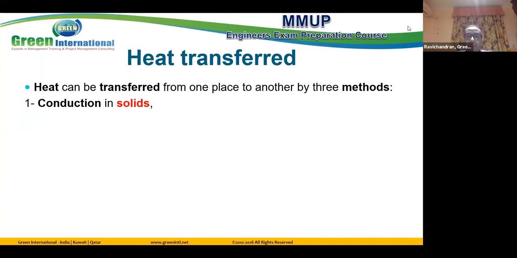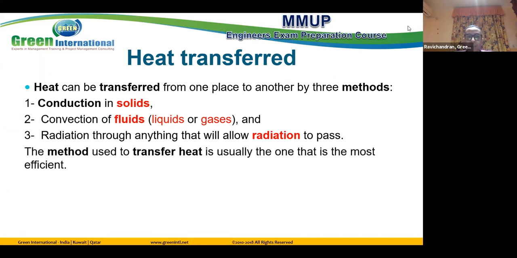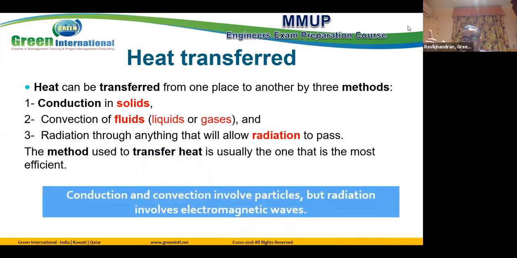So heat is transferred by three methods. Conduction, mainly in solids. Convection, mainly for fluids, whether liquids or gases. Radiation, mainly for space. Correct? So in conclusion, the method used for heat transfer is usually the most efficient one. This is what I told you in the example of the candle. Conduction and convection involve particles. Radiation involves electromagnetic waves.